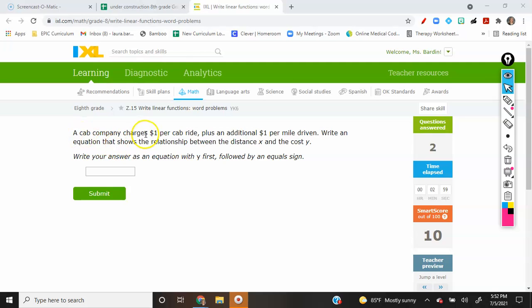Okay, so a cab company charges $1 per cab ride, plus an additional $1 per mile driven. Write an equation that shows the relationship between the distance x and the cost y. Okay, so we want to put this in y equals mx plus b. Y equals mx plus b. Okay, so it charges $1 per cab ride.